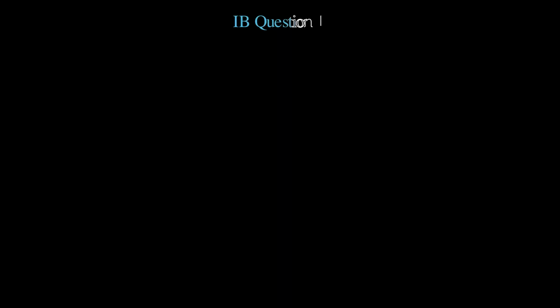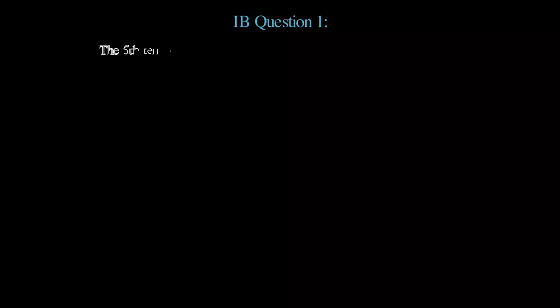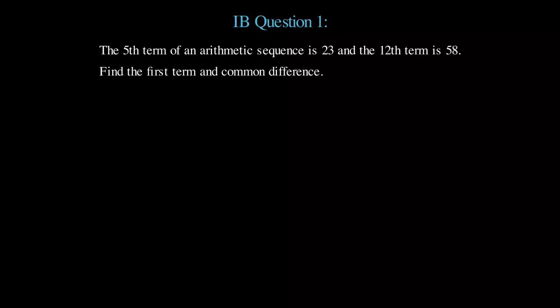Alright, let's try some IB style questions. The fifth term of an arithmetic sequence is 23, and the 12th term is 58. Find the first term and common difference. We'll use the nth term formula. For the fifth term, u_5 equals u_1 plus 4d, which equals 23. For the 12th term, u_12 equals u_1 plus 11d, which equals 58.